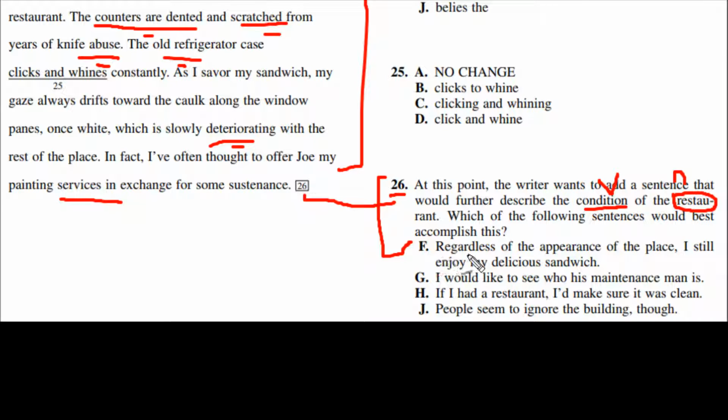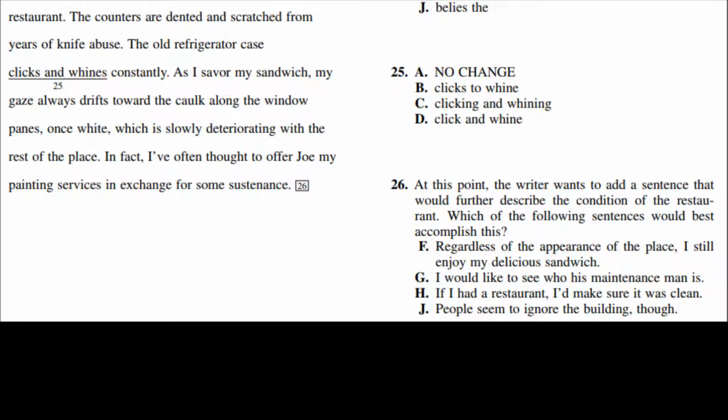So if you look at answer choice F, it says, regardless of the appearance of the place, it's a Scooby-Doo for restaurant, I still, like flip-flopper, enjoy the sandwich. You see how he's offering his services over here, which tells you he's still going to eat there, and that would work. Let's put it out by that. Answer choice G, does G talk about the place, the restaurant? It said, I would like to see who is maintaining the place. That doesn't really give you more information about the condition, so that's the wrong verb. Maintenance and the condition of the building, that's out.